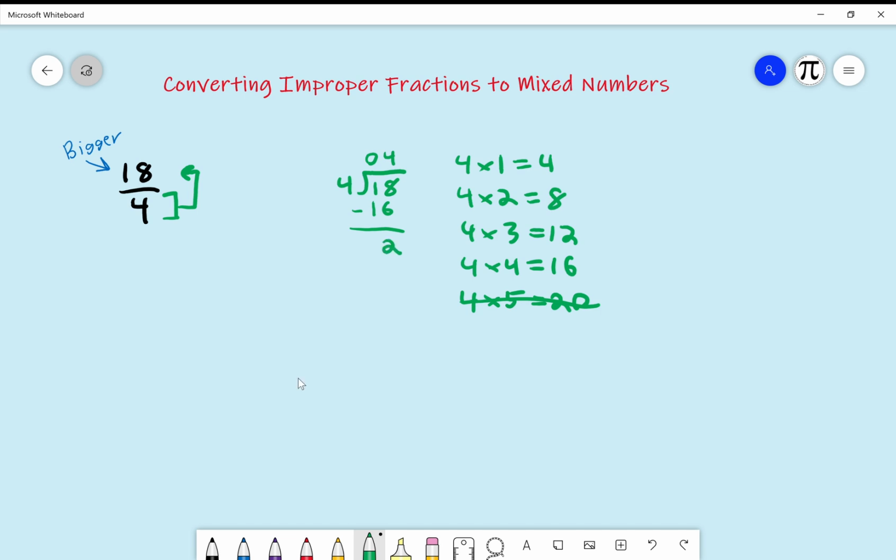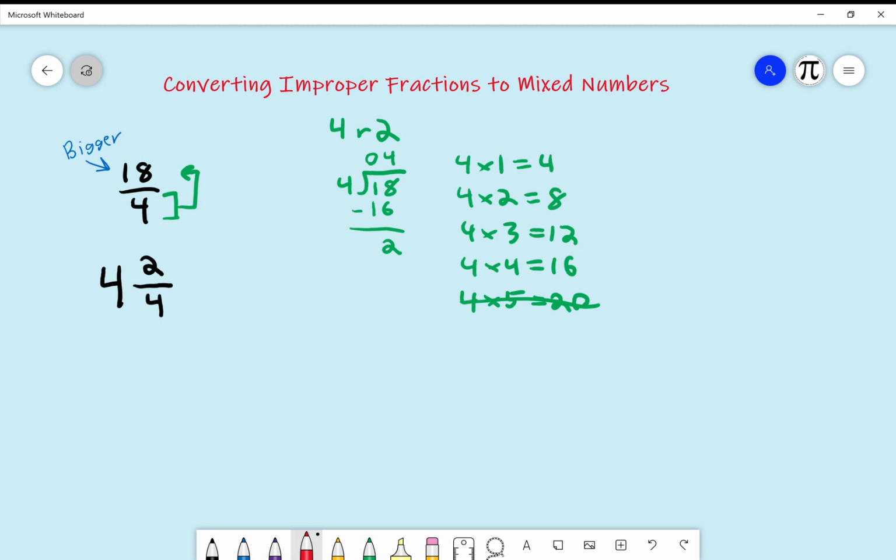Now I know that 4 definitely doesn't fit inside 2. So my answer is 4 with a remainder of 2. And that's pretty much all I need. So here on the left, I found out that 4 went inside 18 4 times, yeah? So I'm going to put that 4 on the left-hand side of my fraction. Now the bottom of my fraction, the denominator, stays the same. That original 4 never changed. And my leftover goes on top. My remainder goes on top. Boom! I just took an improper fraction and made it a mixed number.